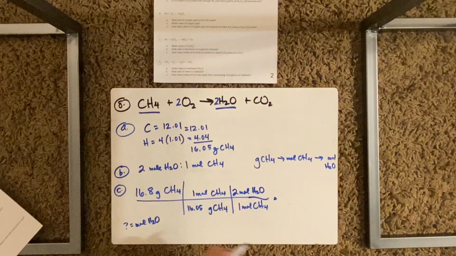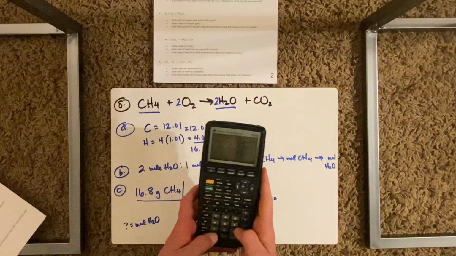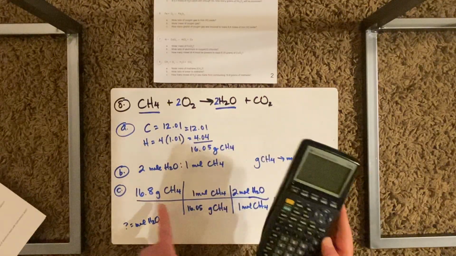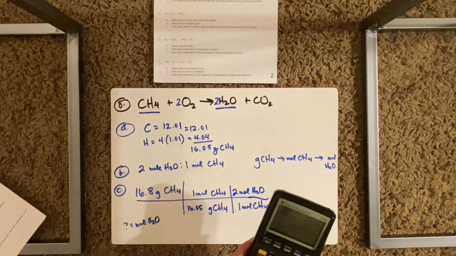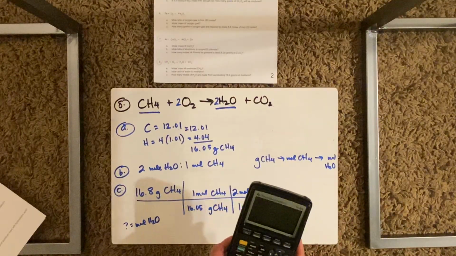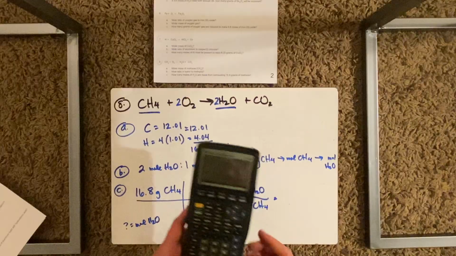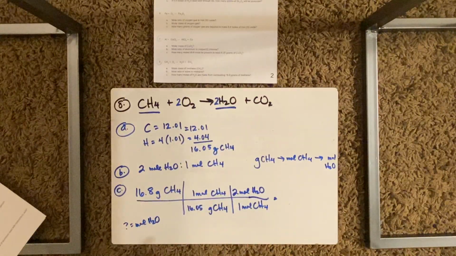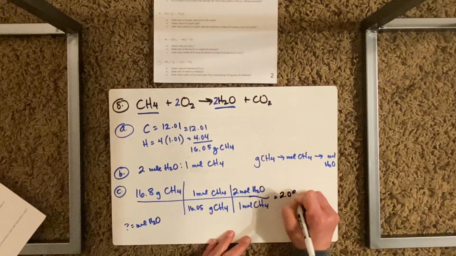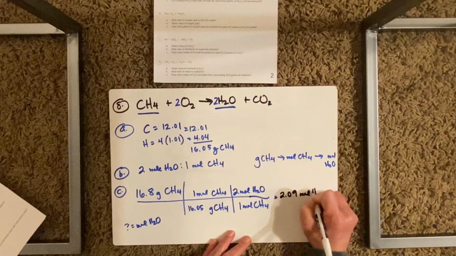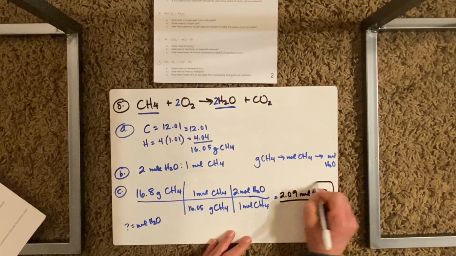And then we're just going to multiply across the top and divide by the bottom. So I'm going to go ahead and put in 16.8 times 2. Then I'm going to divide by 16.05. And I get 2.09 as our answer. So 2.09 moles of water is our answer.